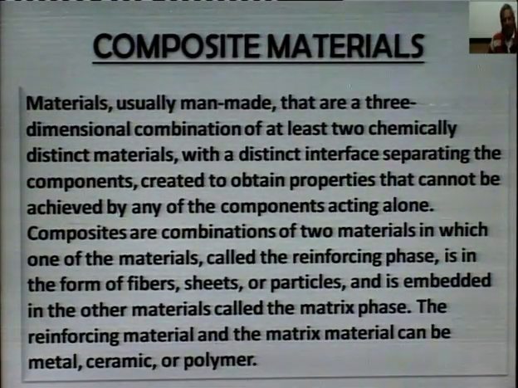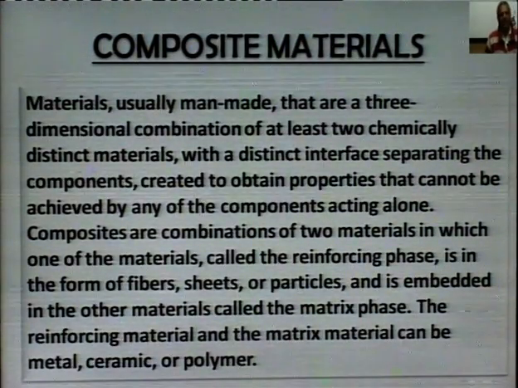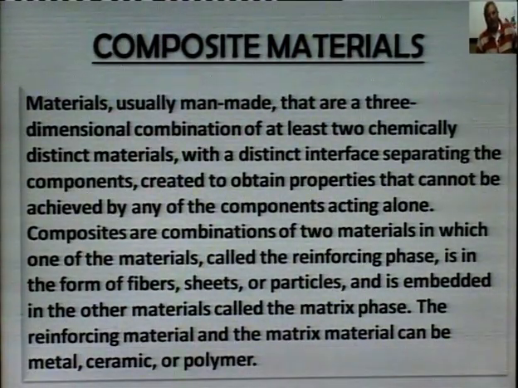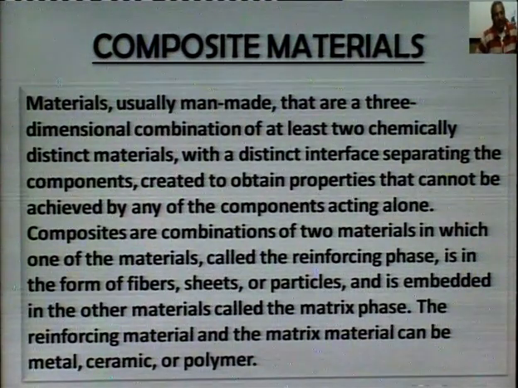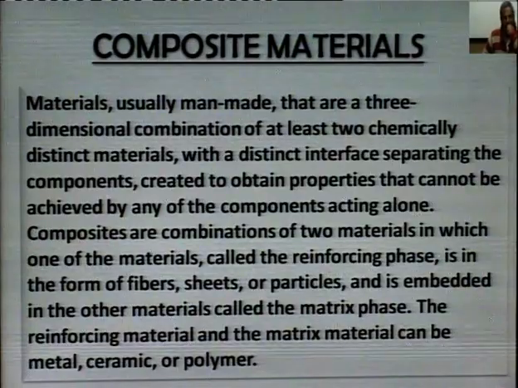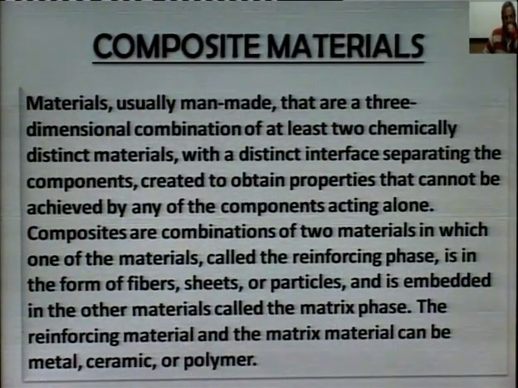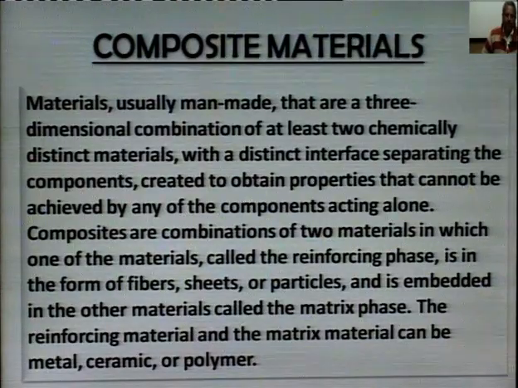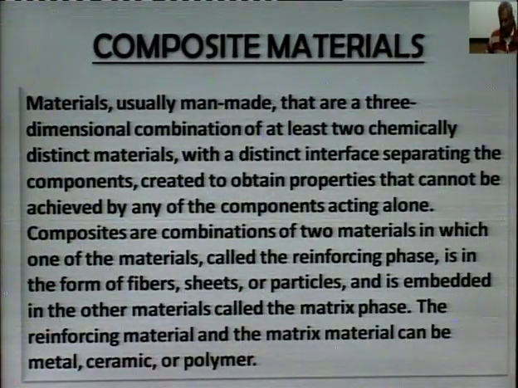Composites are a combination of two materials in which one of the materials, called the reinforcing phase, is in the form of fibers, sheets or particles, and is embedded in other materials called the matrix phase. The reinforcing material and the matrix material can be metal, ceramic, or polymer.